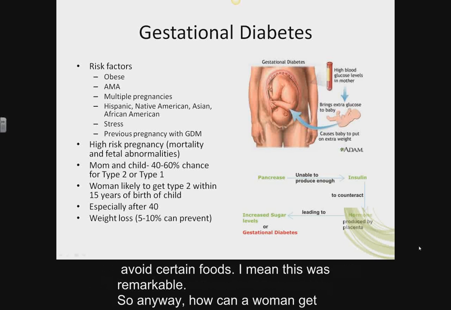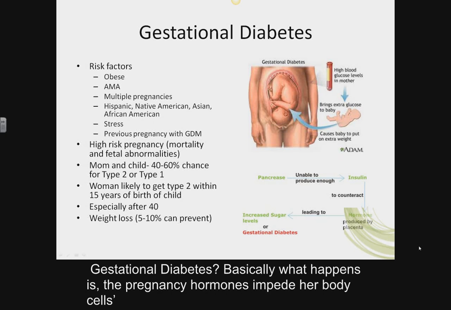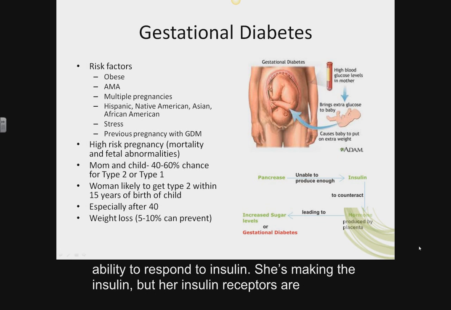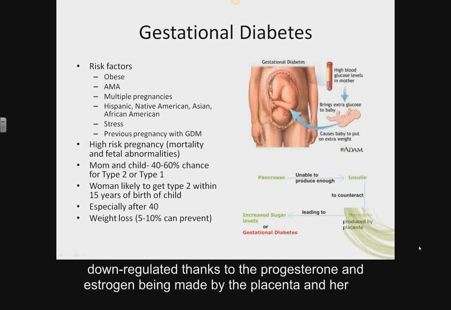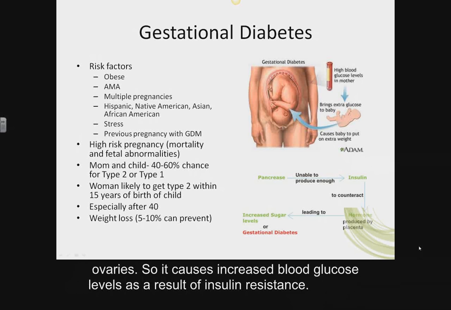So, anyway, how can a woman get gestational diabetes? Basically what happens is the pregnancy hormones impede her body's cells' ability to respond to insulin. She's making the insulin, but her insulin receptors are downregulated thanks to the progesterone and estrogen being made by the placenta and her ovaries. So it causes increased blood glucose levels as a result of insulin resistance.